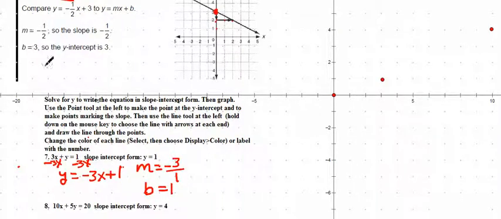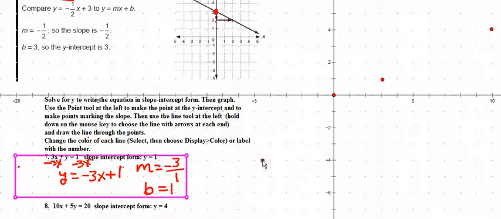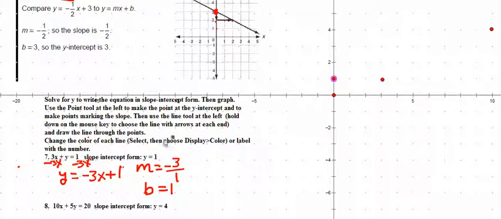So now I can go to the graph and I'm going to put a point at the y-intercept, which is 1. So on the y-axis at 1. And then my next point, I'm going to apply the slope to this. So I have to go down 3, 1, 2, 3, and then to the right 1. So that's where my next point will be. And then I'm going to get my line tool and I'm going to connect those 2 points. So that line I just graphed is y equals negative 3x plus 1.